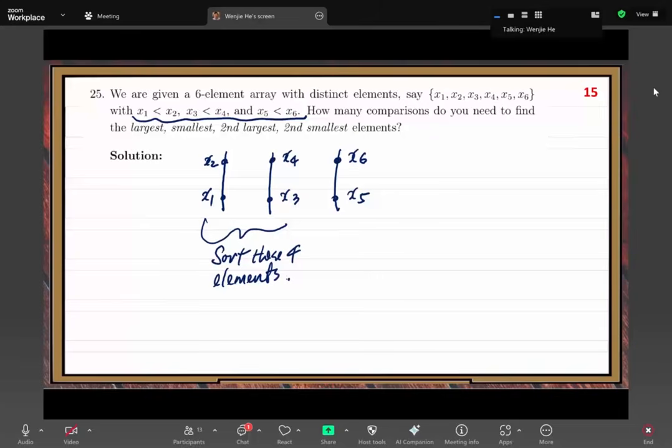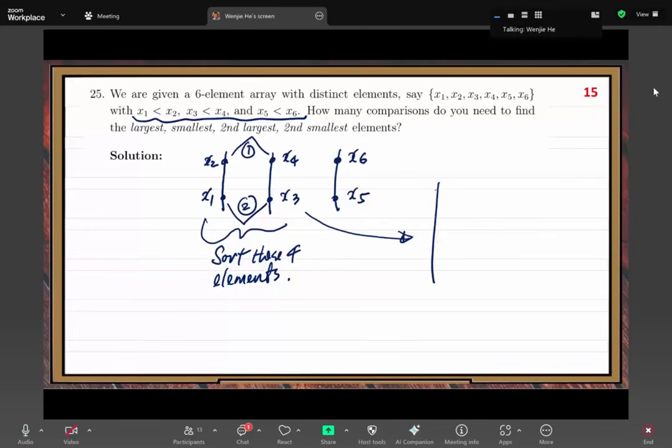Okay, so let's compare the top 2 and the bottom 2. That's 2 comparisons, comparison 1 and comparison 2. Then we have the cases, because one is higher than the other, right?